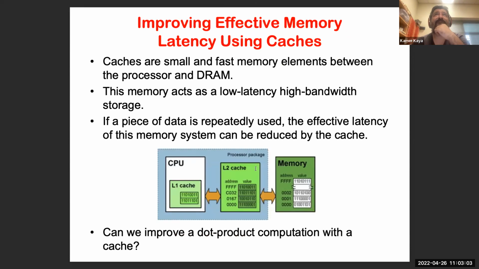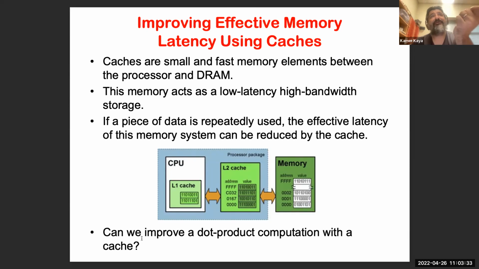So we can reduce the latency using caches. They are small and fast memory elements between the processor and DRAM. This memory acts as a low latency, high bandwidth storage if a piece of data is repeatedly used, and that is important. We will talk about that and give this a name. The effective latency of this memory system can be reduced by the cache. So there is a question here: can we improve a dot product computation with a cache?